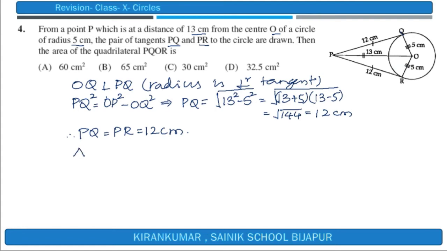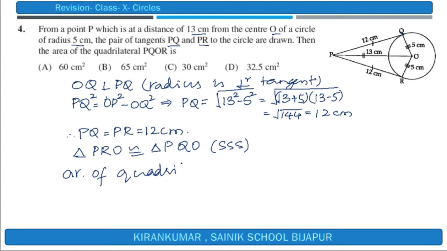So I can state that the triangle PRO is congruent to the triangle PQO by SSS criteria of congruency. So the area of the quadrilateral will be equal to twice the area of one of the triangles, say PRO.